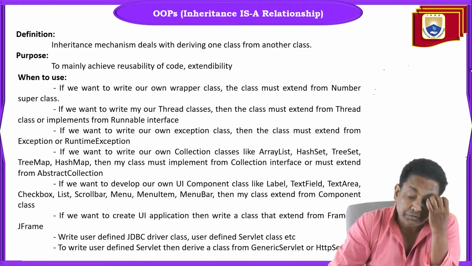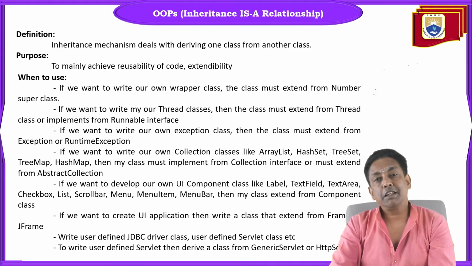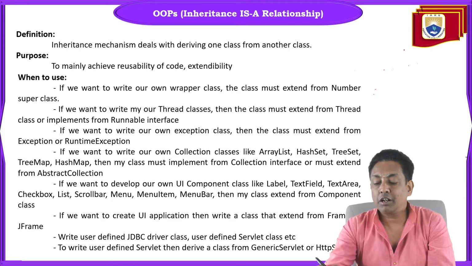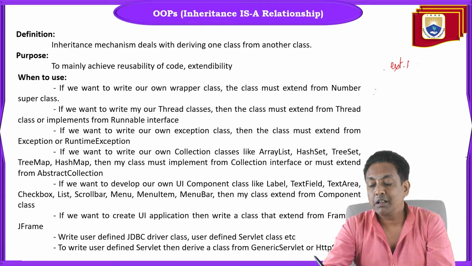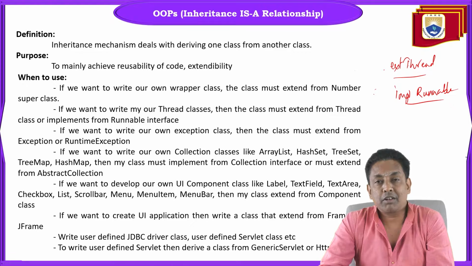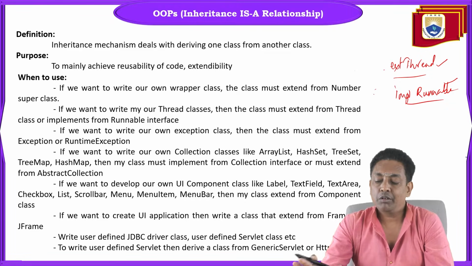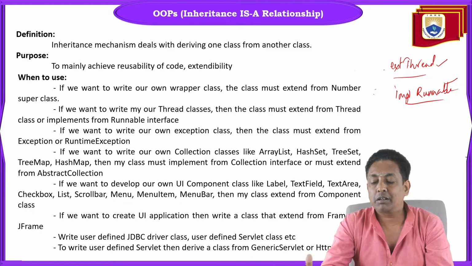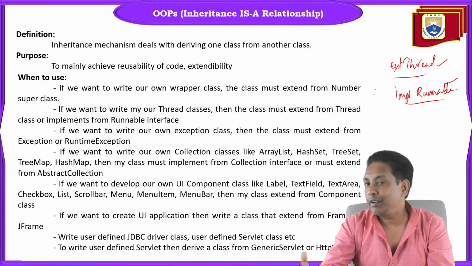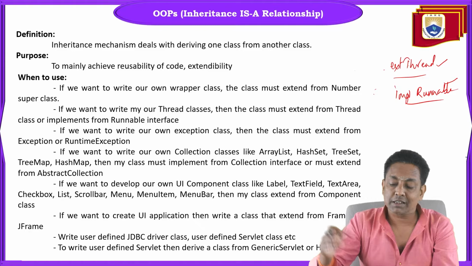If we want to write our own wrapper class, we need to extend from a superclass called Number that exists in the java.lang package. Next, in Java, to implement threads, there are two ways of implementing threads. One is by extending from the Thread class, and the other is by writing a class that implements Runnable. In Java, we can implement threads in two ways. Which one is better, extending from Thread or implementing Runnable? When to use which one, the occasions, all we'll discuss in the threads topic.